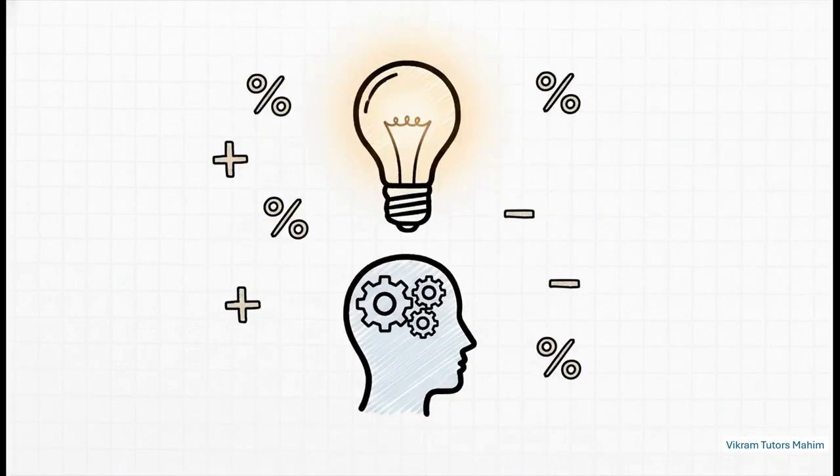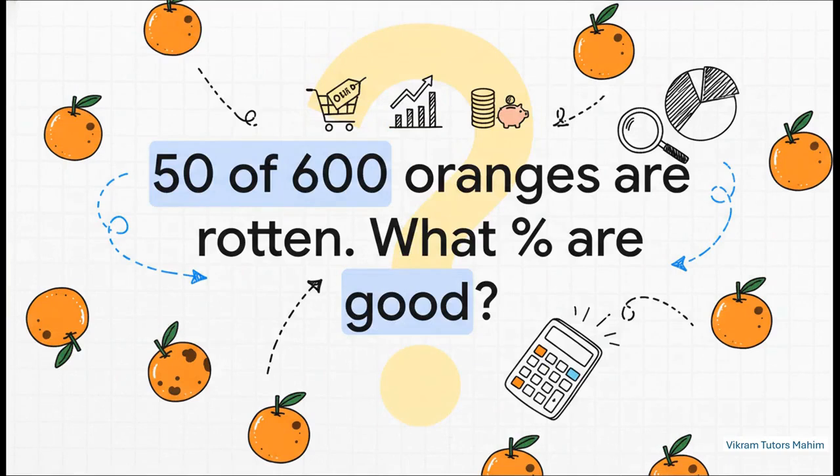Okay, you've got the tools, you've seen the examples, now it's your turn to solve one. What's the percentage of good oranges here? Give it a shot and start thinking, what else can you calculate now?